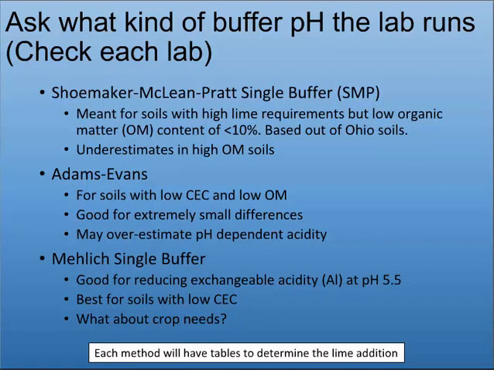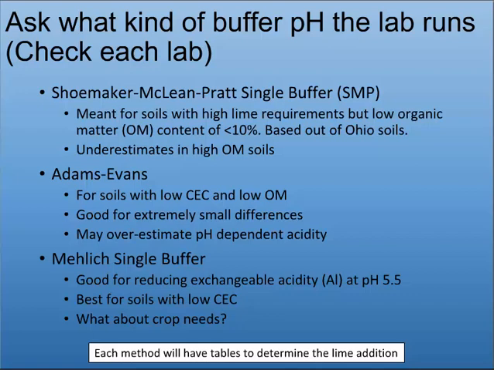In this case, the SMP is also going to underestimate in high organic matter soils. So if you have something on a floodplain or you have higher organic matter, this might not be the best test. Adams-Evans, which University of Delaware runs, is good for soils with a low CEC and low organic matter.